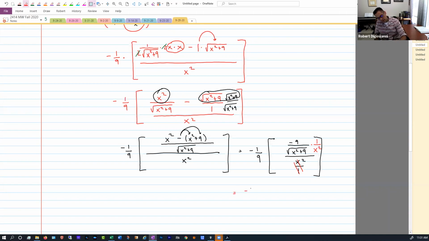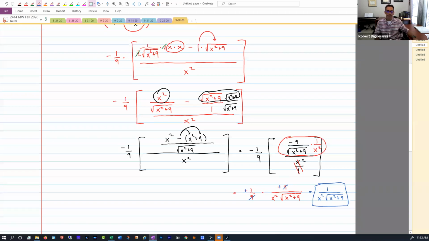So here's where we are, negative 1/9. And then everything in brackets just becomes this. So times, I don't need the big bracket anymore. That over, I'm going to move that x squared to the other side of the square root. And my 9's go away. Oh, and my negatives both become a positive. So we're left with just 1 over x squared times the square root of x squared plus 9. There you go. Now, was that the original problem? That was. Yeah.